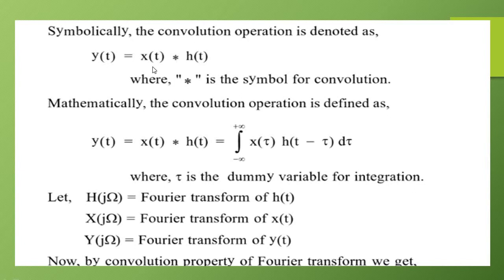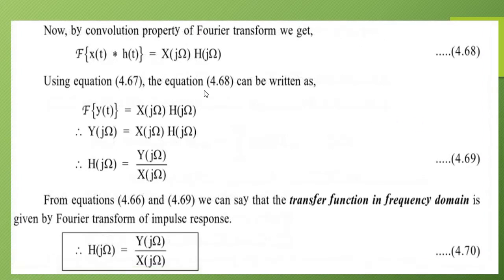Now from this convolution statement, let us see how we arrive at the transfer function. Now y of t is equal to x of t convolved with h of t. Take this expression and apply the Fourier transform to it. We have an important property of the Fourier transform for this, which is the convolution property.